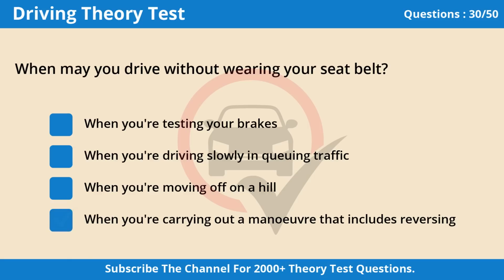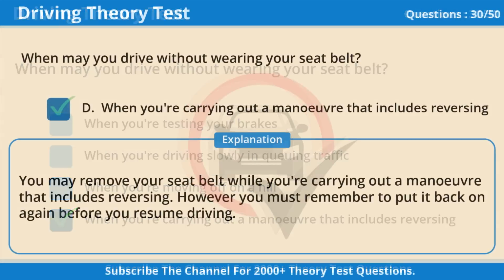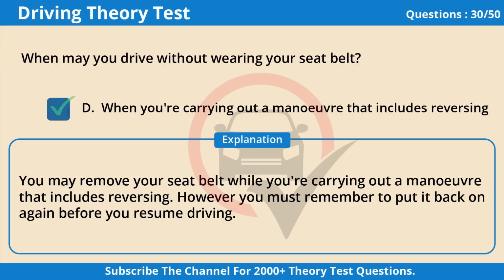D. When you're carrying out a maneuver that includes reversing. You may remove your seat belt while you're carrying out a maneuver that includes reversing. However, you must remember to put it back on again before you resume driving.